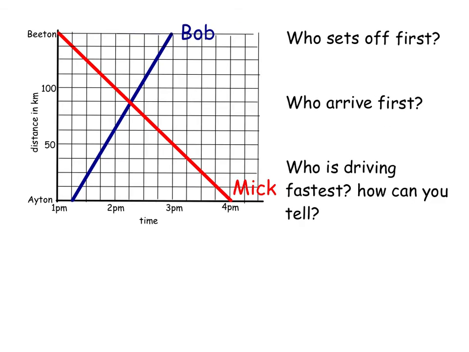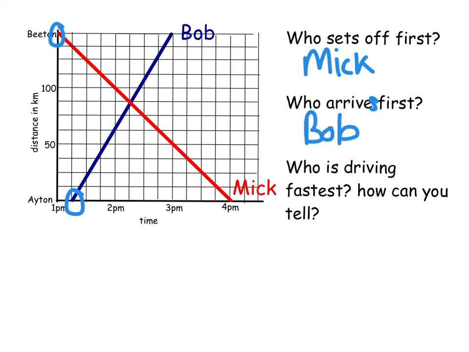So question is, who sets off first? So let's look at our times. Bob doesn't set off until 1:15, but Mick sets off straight away at 1 o'clock. So Mick sets off first. So that should actually say who arrives first. So who arrives first? We can clearly see that Bob gets there first. His journey's definitely a lot shorter, so Bob gets there first.